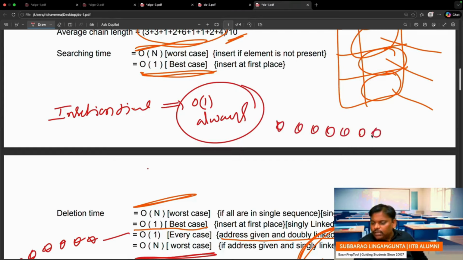In the chaining, you can insert. Just apply the hash function. You will go to some slot. In that slot, so many elements are there. You need not go to the last and add there. You can add at the starting itself. Insertion time is order of 1 always. In the chaining, this is a very, very important one.